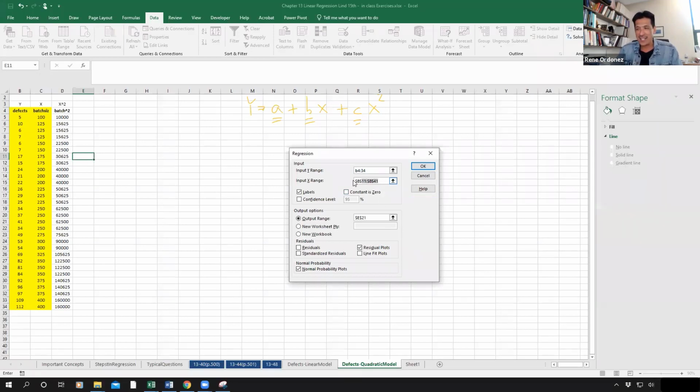So the input X range would be from C4 to D34. And then I included the labels in declaring the ranges. And the output, we'll put the output in maybe F4. And we'll also do the residuals as well as the normal probability plots.